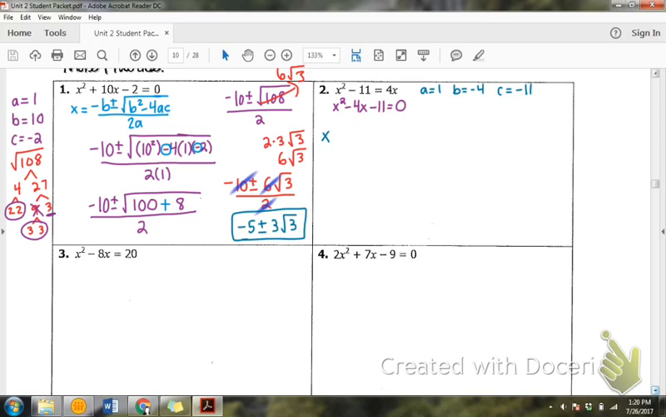So we have x equals the opposite of b. So what am I going to plug in here? The opposite of b is going to be 4, plus or minus the b value squared. So that means negative 4 squared, minus 4 times 1 times negative 11, all divided by 2 times 1.